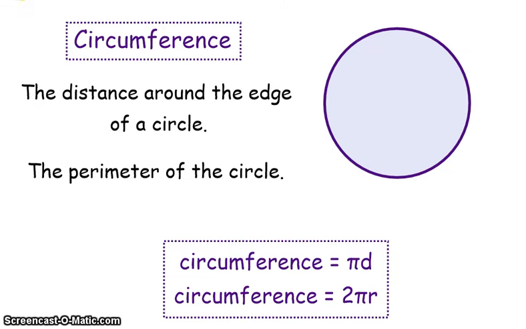Circumference, the distance around the edge of the circle. It is the perimeter of the circle. On this circle, it is the purple line all the way around the circle.